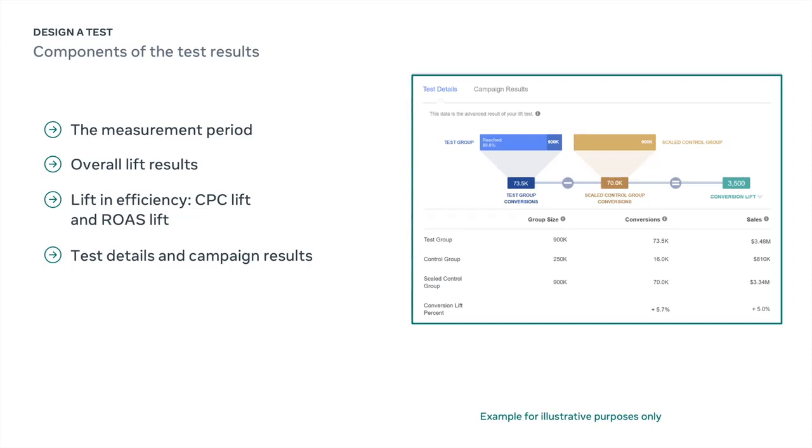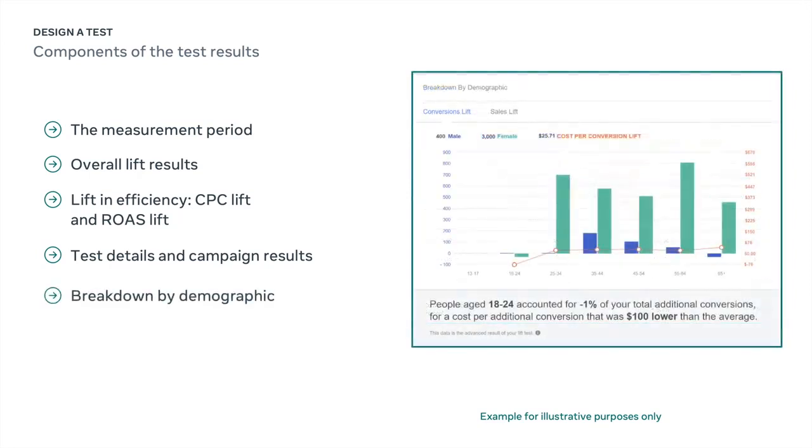Your test and campaign details, and within that, the age and gender distribution. The test details section provides information on the behavior and actions of individuals in the test and control groups. A breakdown of the results by demographic. The breakdown by demographic section shows the conversion lift by age and gender, providing you with more information on which segments provide the most lift.